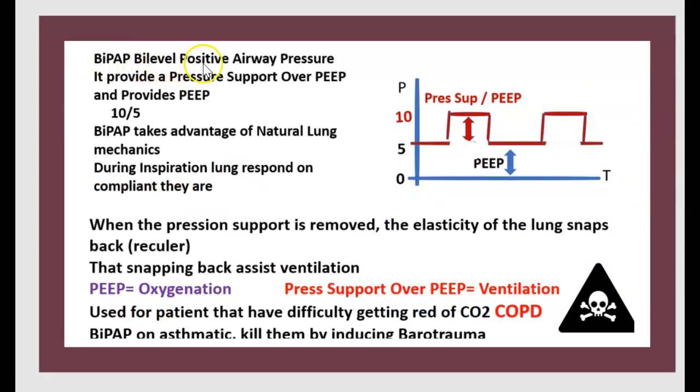BiPAP, bilevel positive airway pressure. It provides PEEP, 5 cm, and pressure support over PEEP. BiPAP takes advantage of natural lung mechanics. During inspiration, the lungs respond according to how compliant they are. When the pressure support is removed, the elasticity of the lung snaps back. That snapping back assists ventilation. PEEP is for oxygenation. Pressure support over PEEP is for ventilation.